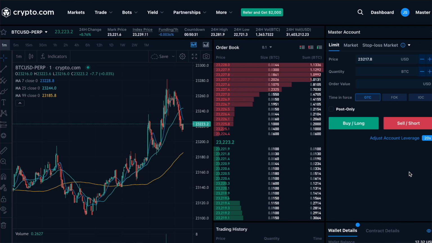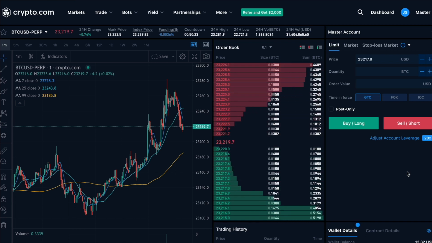Now back to setting your take profit and stop loss at Crypto.com. The trading software of Crypto.com is actually not as intuitive when it comes to setting your take profit and stop loss compared to other exchanges. But of course, it's still doable.